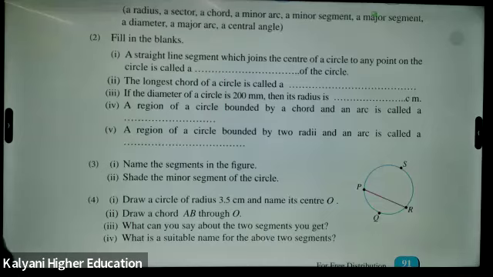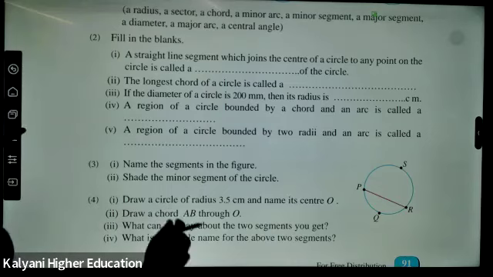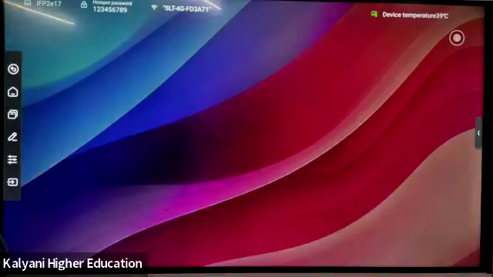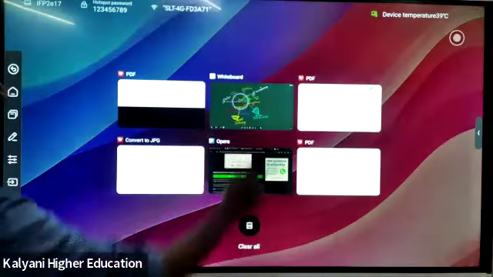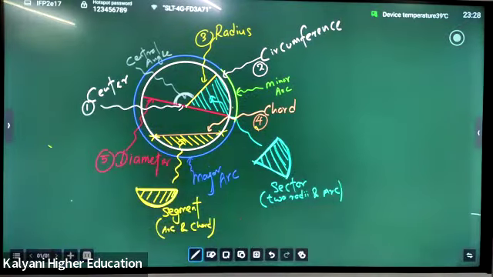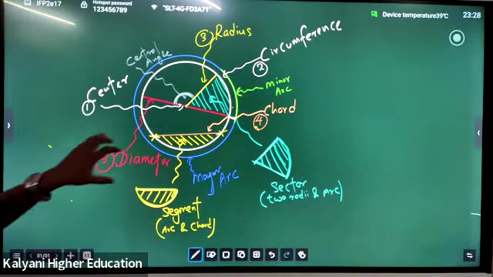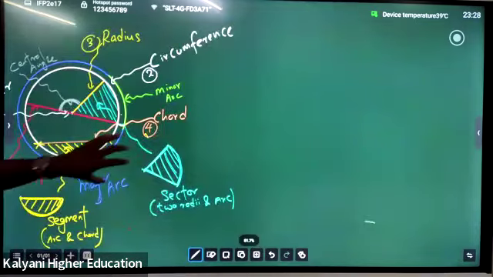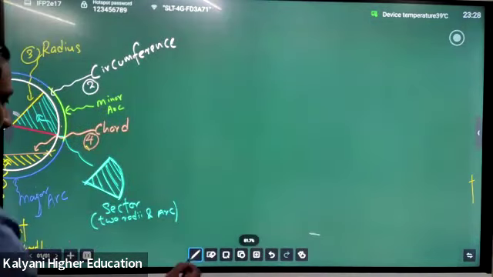I'll explain and then I'll move to the question after this. Okay, fine. Now I'm going to tell another special thing about the circle, which I didn't tell in class.